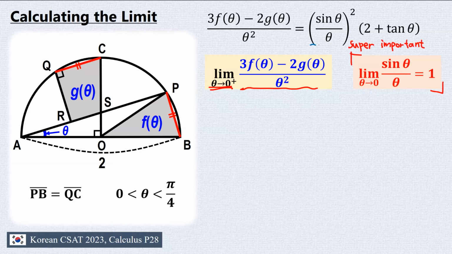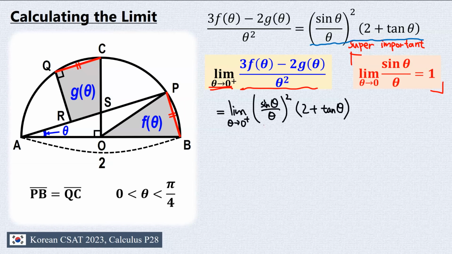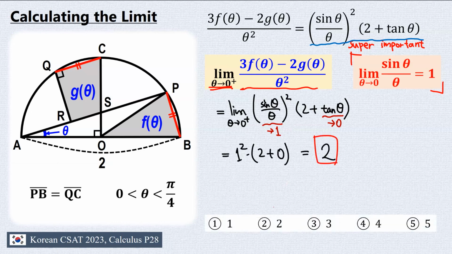So using our previously obtained result, we have the limit. Here, this sine theta over theta approaches 1, and this tangent theta approaches 0. So we have 1 squared times 2 plus 0, which is 2. And if we take a look at our multiple choices, we know that the correct answer is 2.